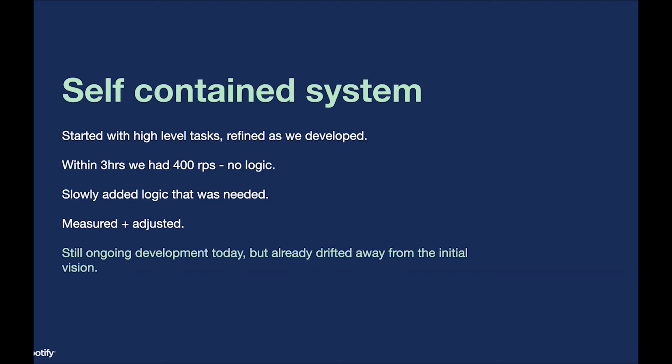For example, usually we start to test features on employees, and this was, for example, one of them. And then in the end, we just measured and adjusted. And adjusted here doesn't just mean adjusted the code, but adjusted the vision, adjusted the high-level tasks that we set.